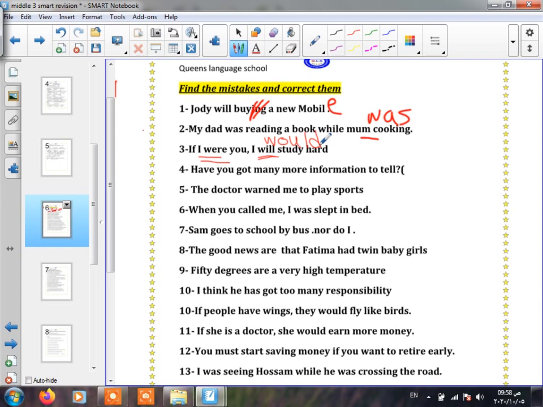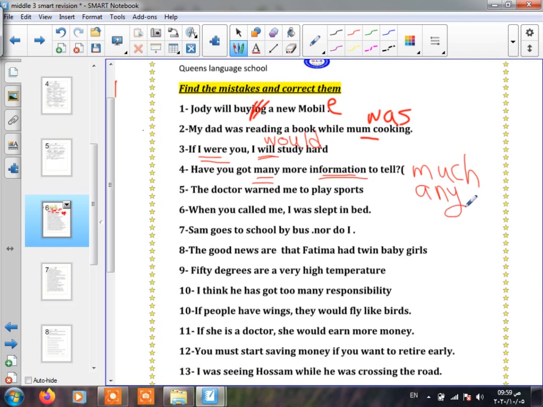And number 4, have you got many more information to tell? So in the question, I will not use many here, because information is uncountable, right? So I can say here, I can say much. Have you got much more information to tell? Or I can say any. Both answers will be acceptable.